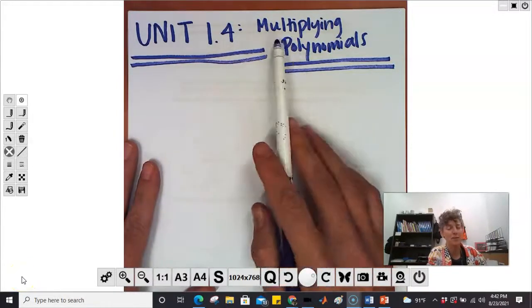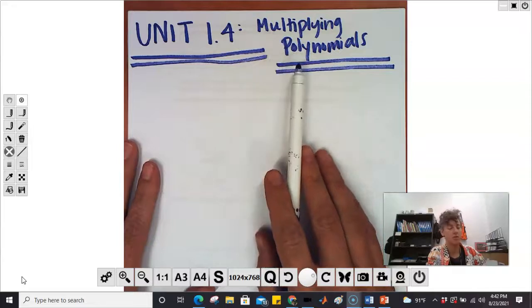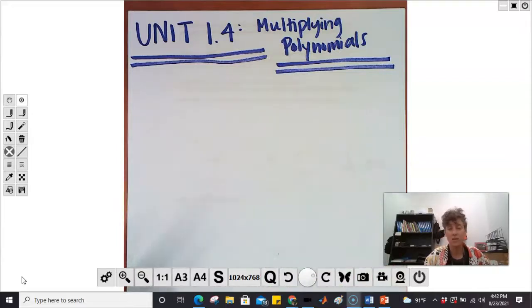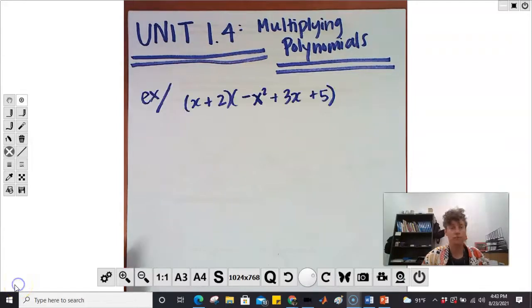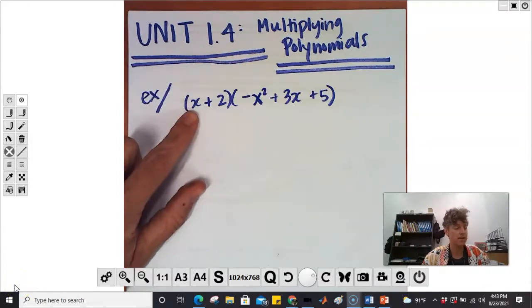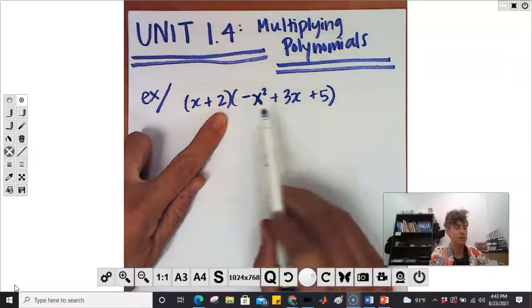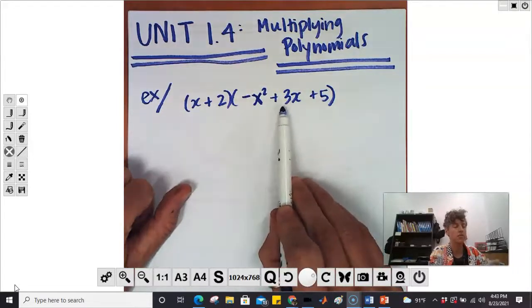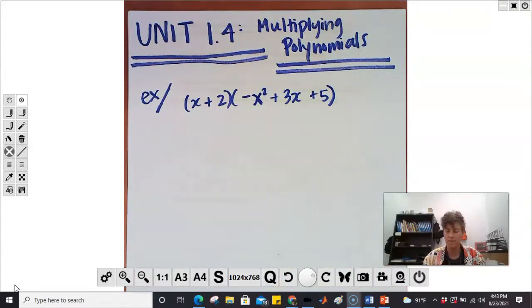We are talking about multiplying polynomials, which is basically doing the distributive property to polynomials. We're just going to do a bunch of examples, so for your notes, write down these examples. First example, we're going to multiply x plus 2 times negative x squared plus 3x plus 5.